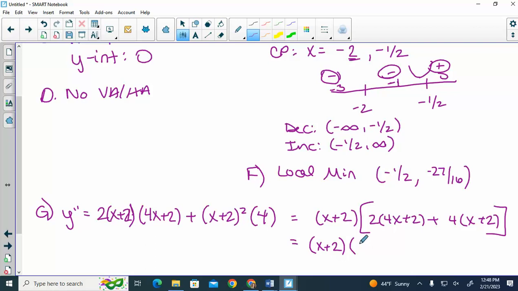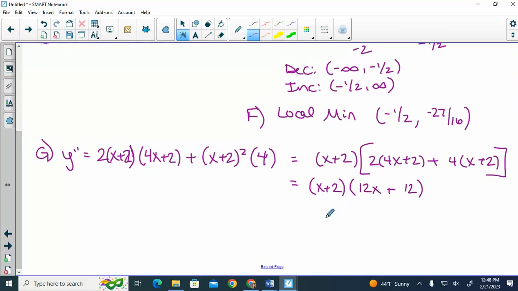We get 12x plus 4, that's 12. Alright, so inflection points are anywhere the second derivative is 0 or undefined. It's never undefined. If you set each of these parentheses equal to 0, you get -2 and -1.